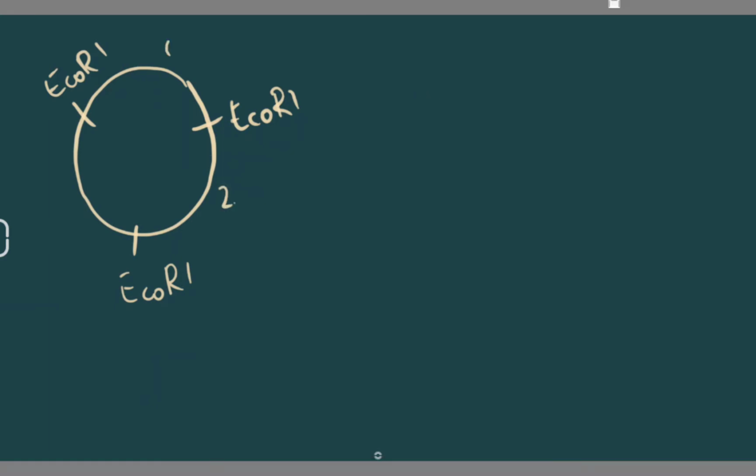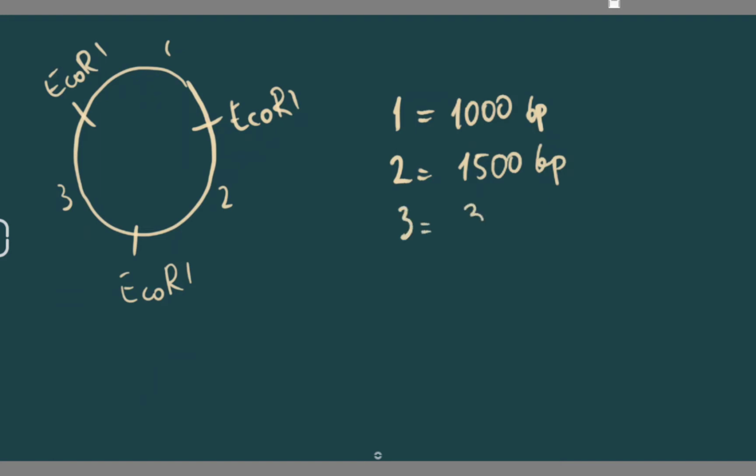1, 2, 3. Let's say the first one will be 1,000 base pairs long, the second one 1,500 base pairs, and the third one will be 3,000 base pairs. And this means our total length of this plasmid will be 5,500 base pairs.